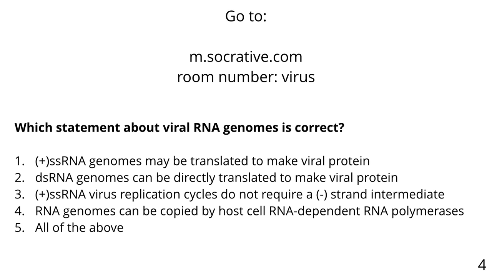Plus single-stranded RNA virus replication cycles do not require a minus-strand intermediate. If you go back and look at the schemes for the plus-stranded RNA, you know to get more plus, you have to go through a minus. You copy the plus, you get a minus. You copy the minus to get more plus. There's no host cell RNA-dependent RNA polymerase, so let me just say that again. There is no host cell RNA-dependent RNA polymerase. You have to remember that, because if you do, you can figure a lot of things out. And all of the above would not be right.